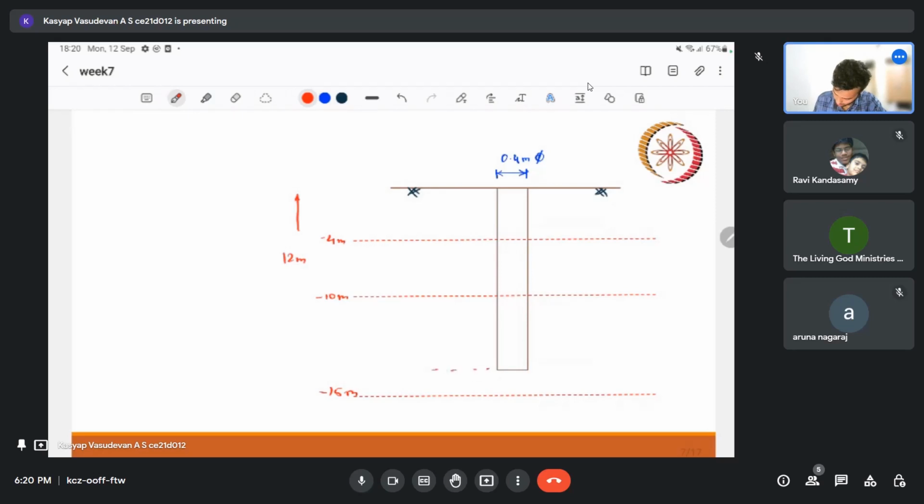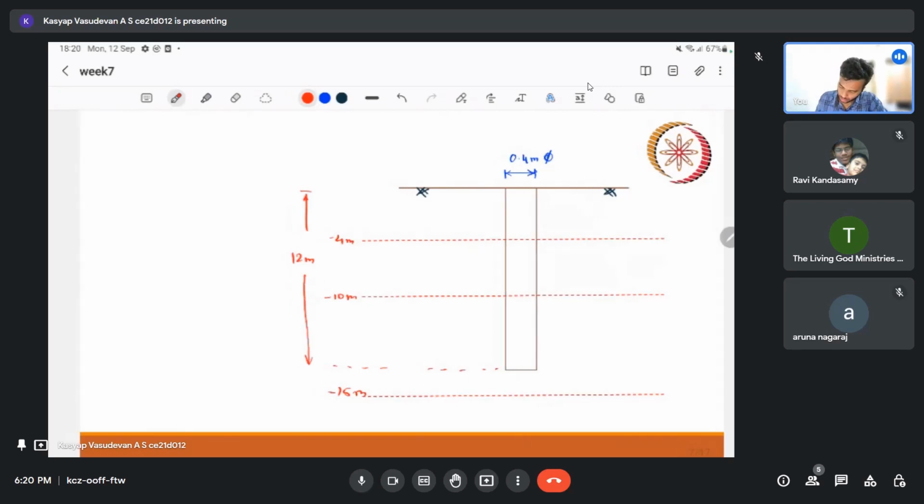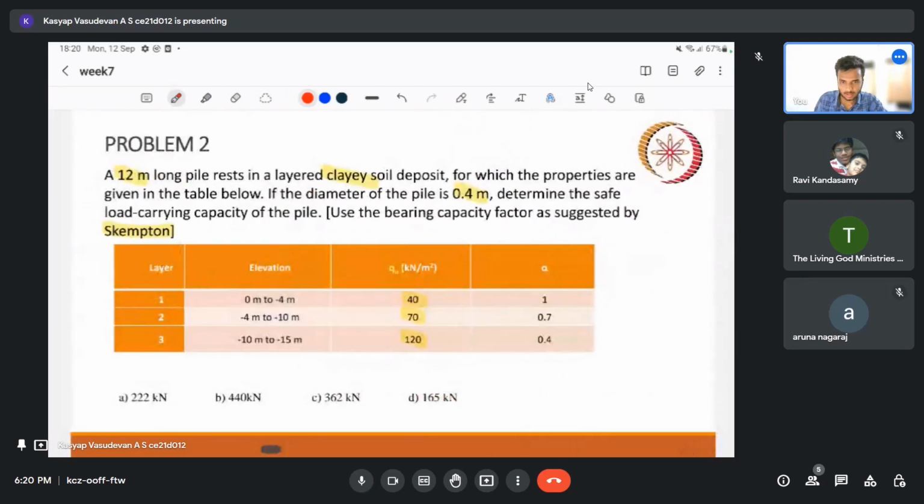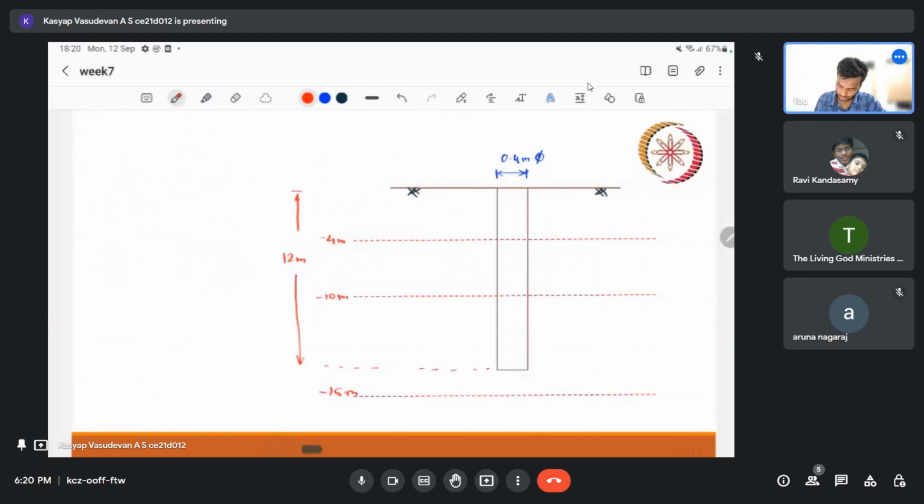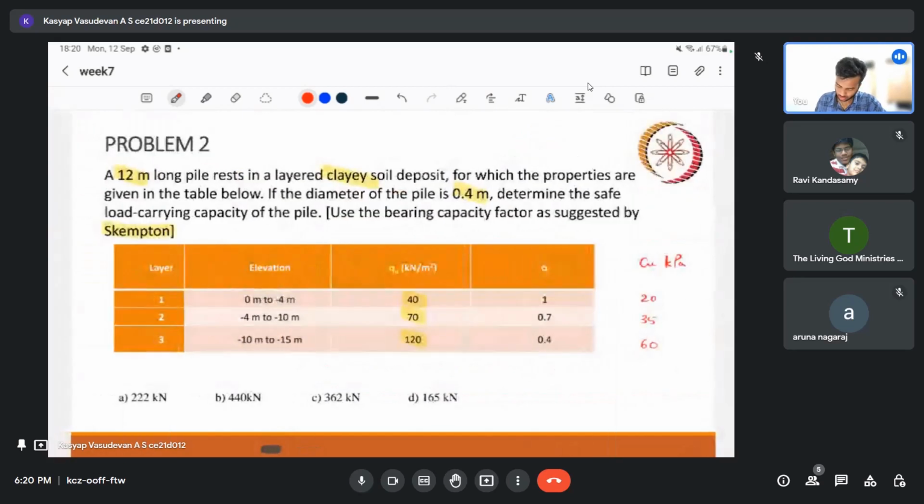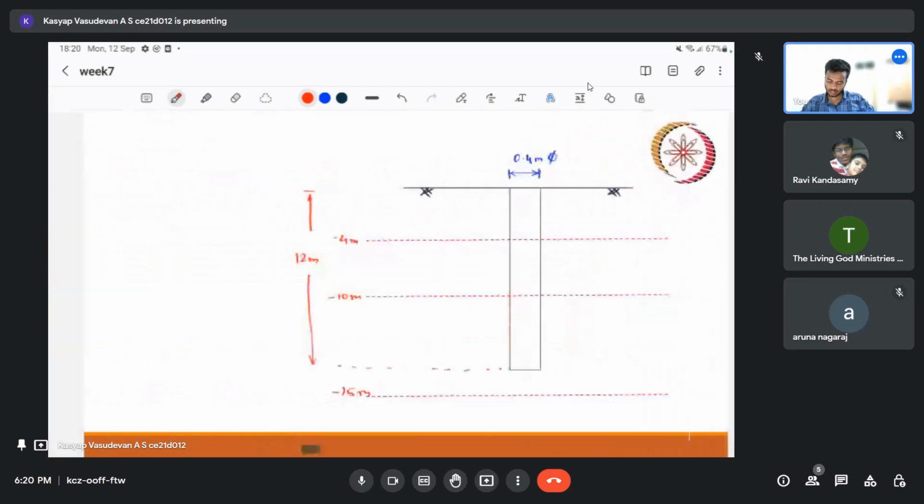Yeah, I guess we can start. Now, what are the properties? Here they have given them directly. So I can write a new table with Cu values in kPa, and if you remember, as I told, we can take half of qu. So you have 20 kPa, 35 kPa, and 60 kPa. We need not have one density. Okay, so let us start.